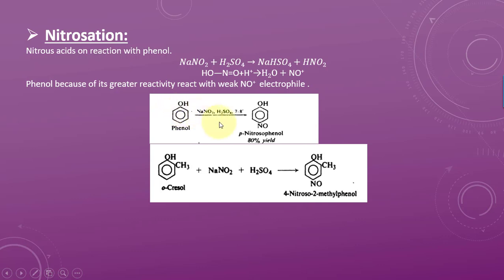Here phenol on reaction with sodium nitrite in the presence of sulfuric acid at low temperature results in the formation of para-nitrosophenol. And the other example is orthocresol. When made to react with sodium nitrite in the presence of sulfuric acid, it results in the formation of 4-nitroso-2-methyl-phenol.